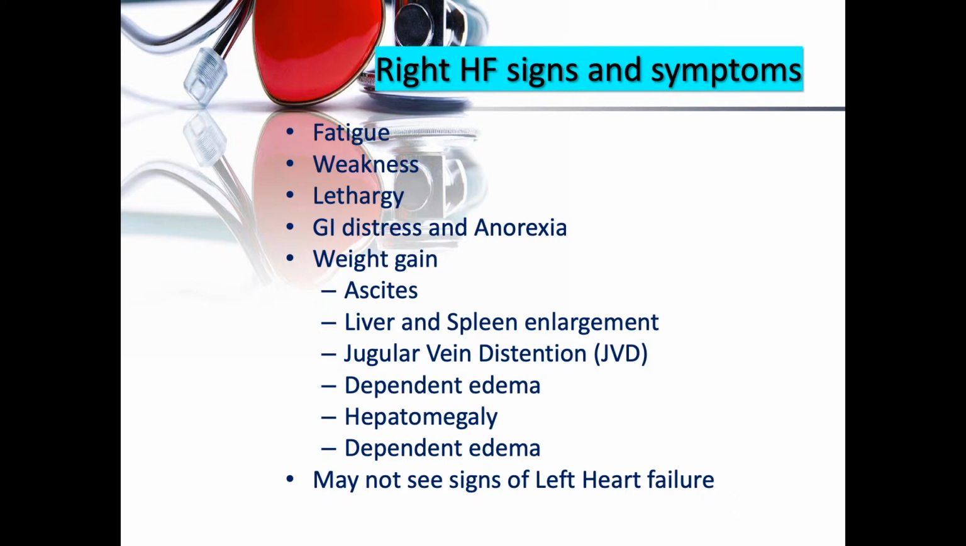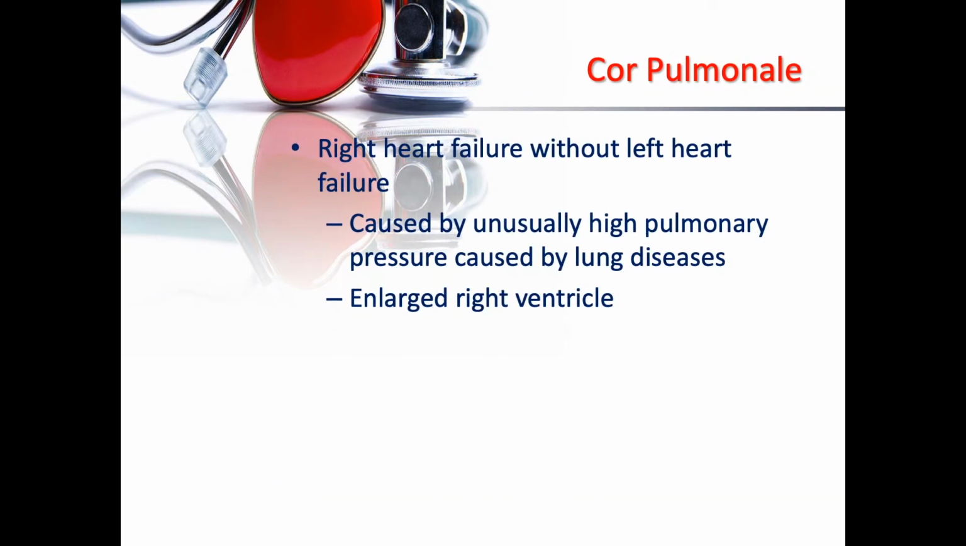If this does occur, this is known as Cor Pulmonale. It is right heart failure without left heart failure. It is caused by unusually high pulmonary pressures that are caused by lung diseases such as COPD. It causes an enlarged right ventricle.